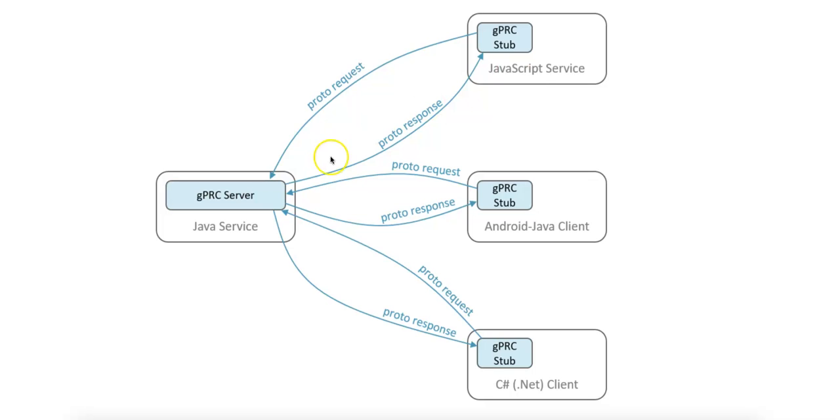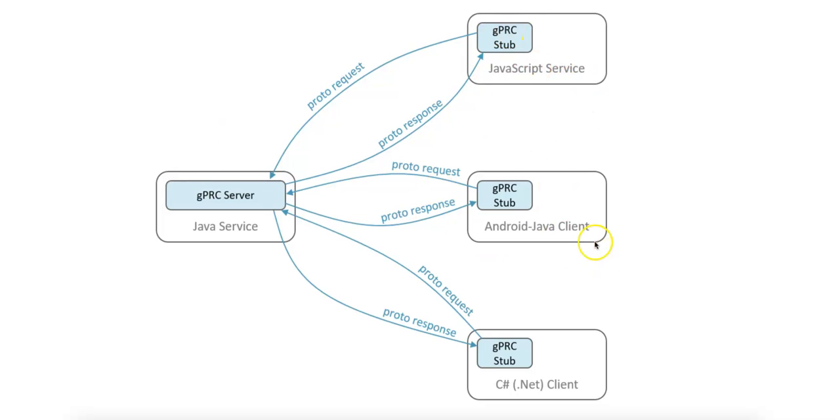gRPC uses protocol buffers, or protobuf, for fast data exchange and HTTP2 to ensure reliable communication. In this diagram, we have a gRPC server written in Java, which communicates with various clients using the gRPC framework. So we have the gRPC server, which is a Java service, and it's the central component. It listens for requests from clients and processes them according to the server's business logic.